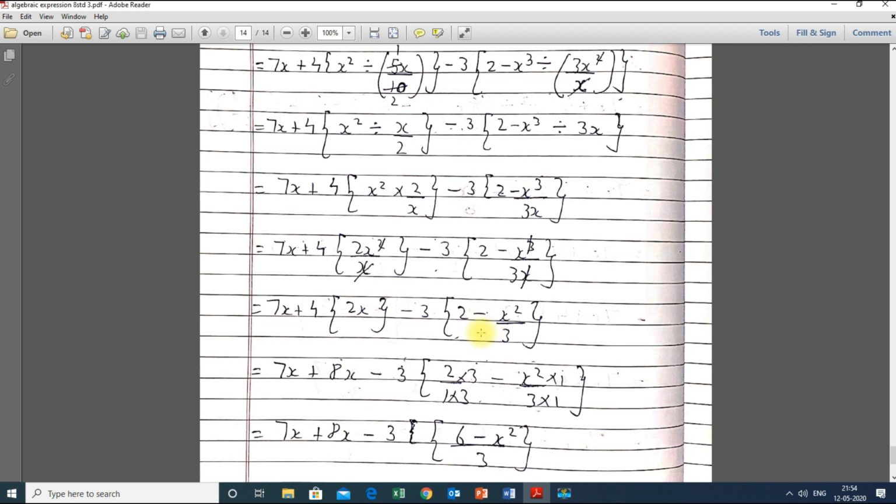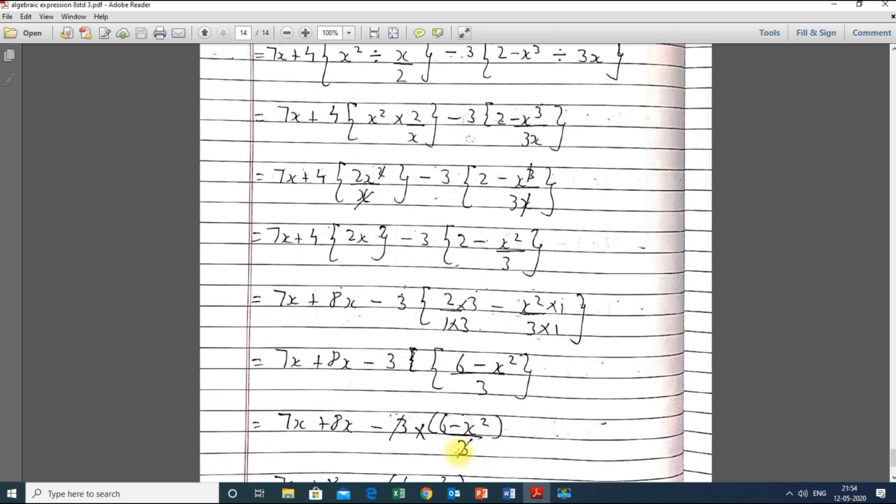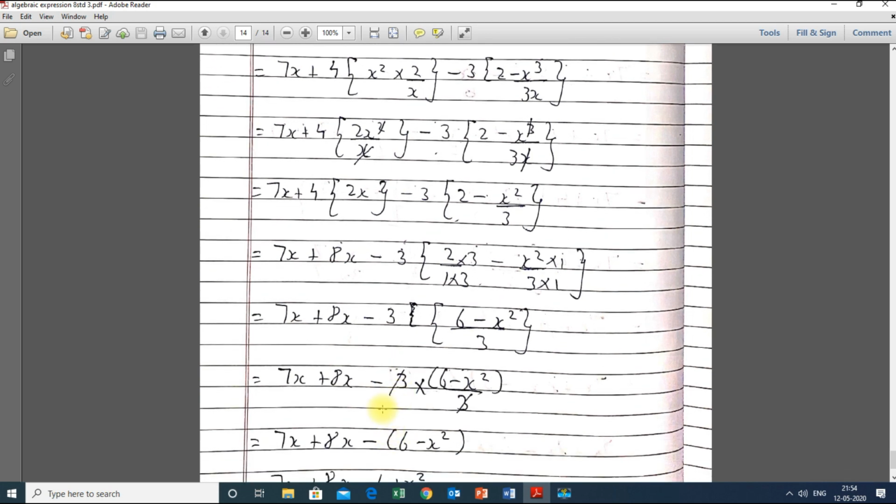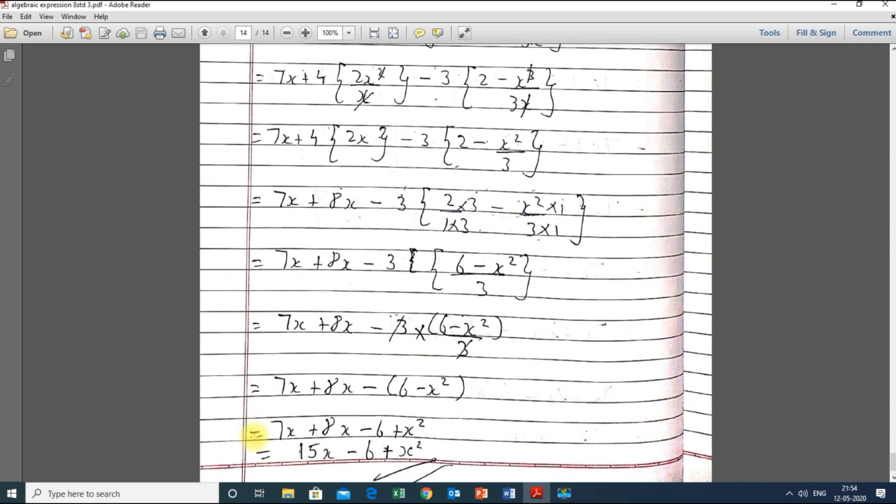Okay, so over here the LCM is 3, so 1 into 3 and 2 into 3 minus x square into 1 upon 3 into 1. So 3 twos are 6 minus x square upon 3. Now I will multiply. So I multiply 3 into 6 minus x square upon 3. This 3 and this 3 will get cancelled. I have kept all the other parts as they are. Though I can add over here, I have just added at the end. So minus 6 will become minus 6, minus minus will become plus x square. Now 7 plus 8 is 15x, minus 6 plus x square.